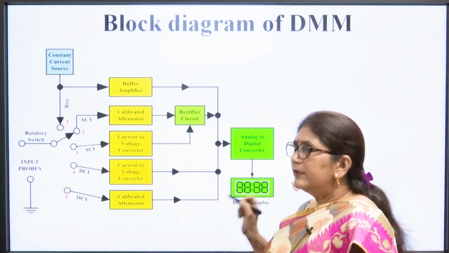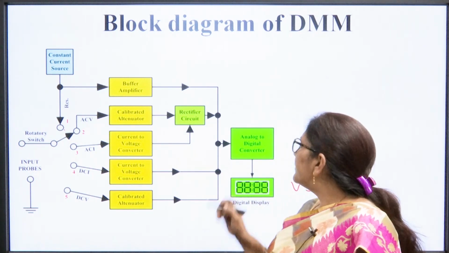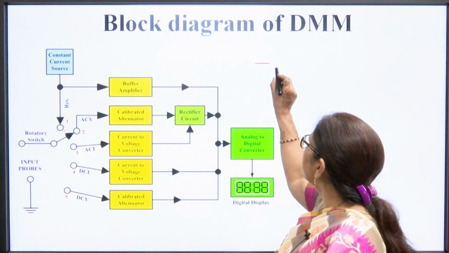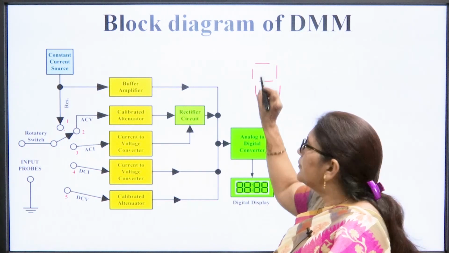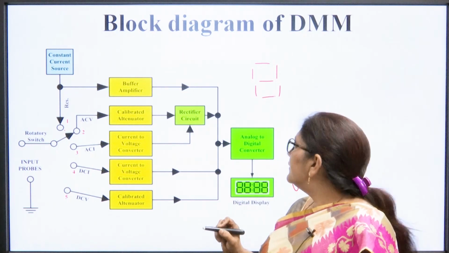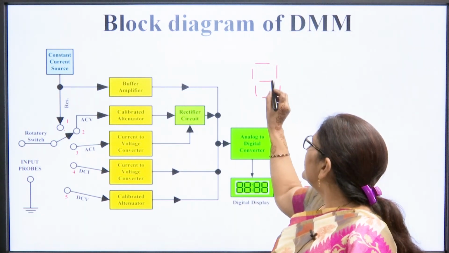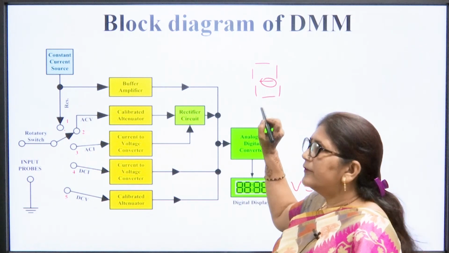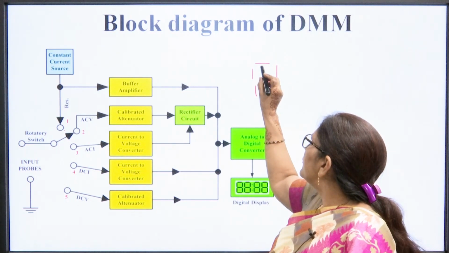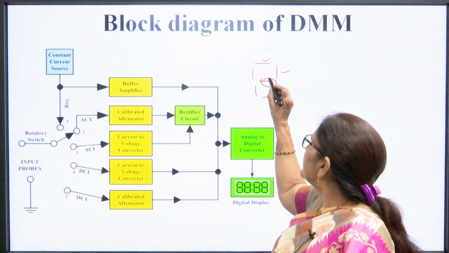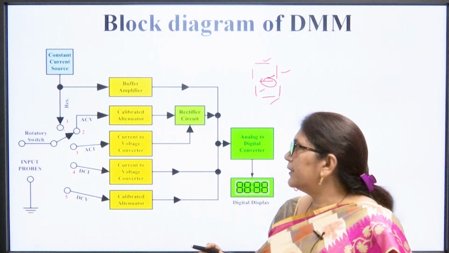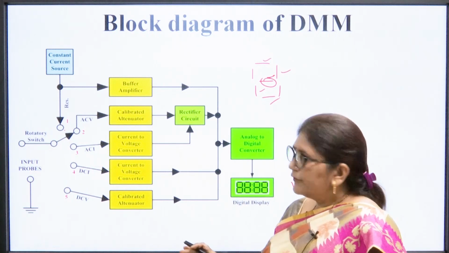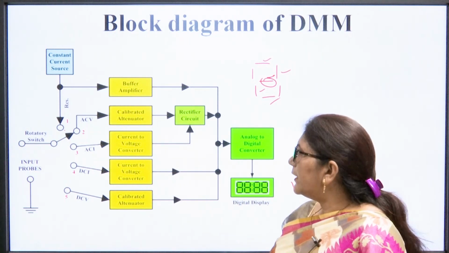Then there is a digital display, that is the 7 segment display. As we know, there are 7 segments, 1, 2, 3, 4, 5, 6, 7. So, it can display from 0 to 9. Suppose we want to display 0, then this LED will not be on. If we want to display 2, then this and this LED will be on, and the other 2 are in off state. So, this is the basic function of the digital multimeter.